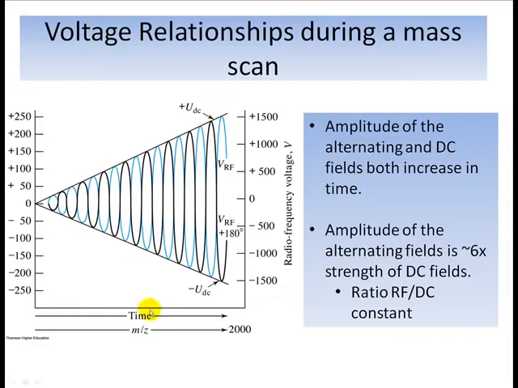Over the course of a certain time period, both the DC voltage and the amplitude of the alternating voltage increase. They increase together in lockstep. They have a certain ratio, but they increase in lockstep, so the ratio of the two stays constant. The amplitude of the alternating field is about 6 times the strength of the DC field. So you could say the DC field is kind of set into the background. It's not quite as loud as the voltage from the alternating field.